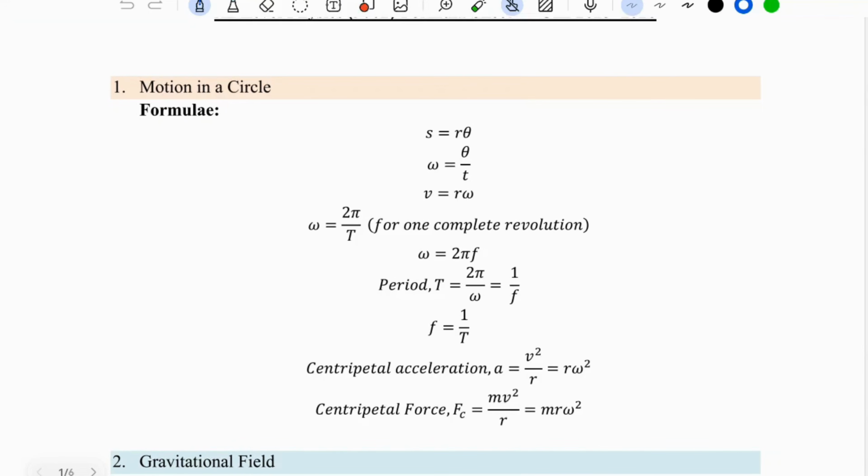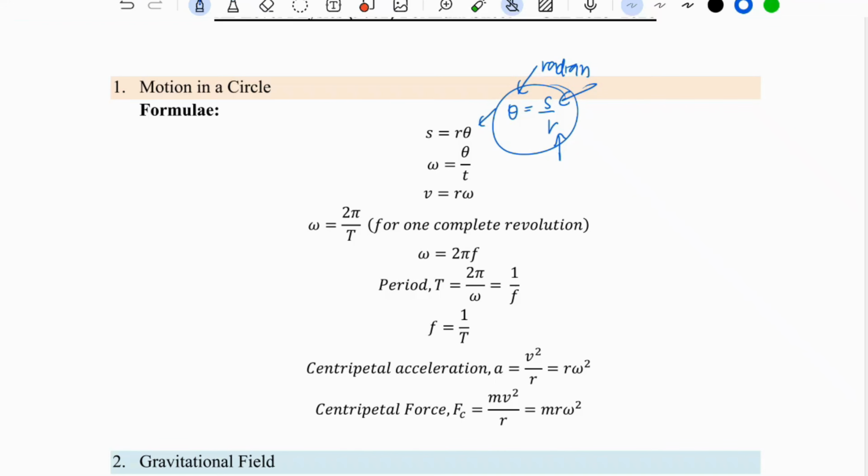So the first formula is the arc length formula. This formula will come in handy when you want to define a radian, because sometimes in the exam they'll ask you to define what's a radian. If you make theta the subject, theta equals s over r, because the theta here is in radians. And we know a radian means the angle subtended at the center when the length of the arc is equal to the radius of the circle. So when they ask for a radian, they specifically ask for 1 radian. Knowing this formula will come in handy when you want to define it.